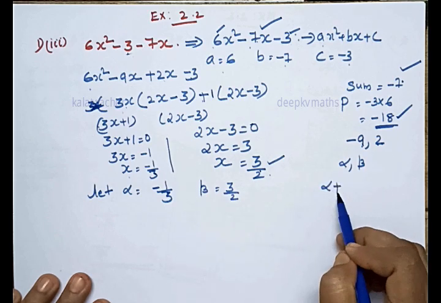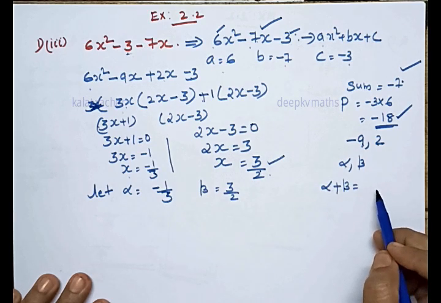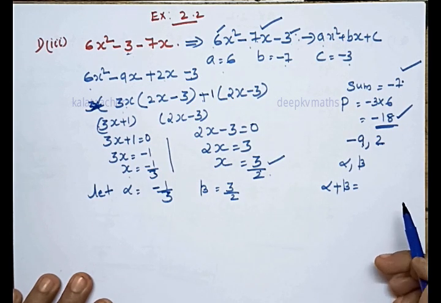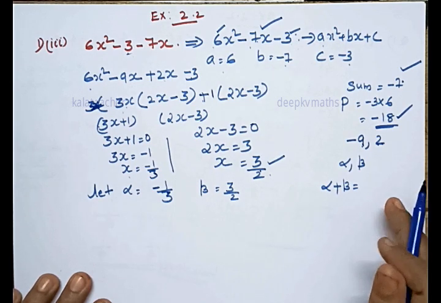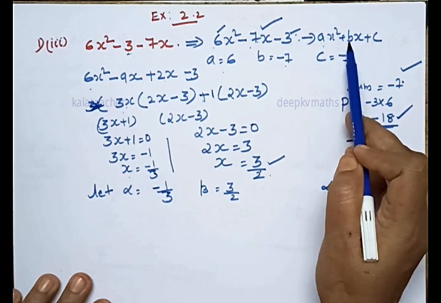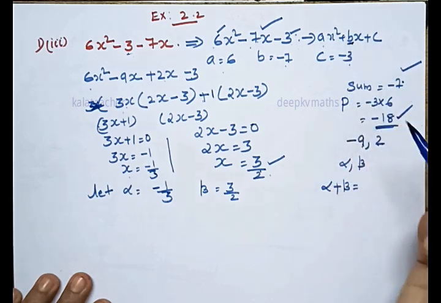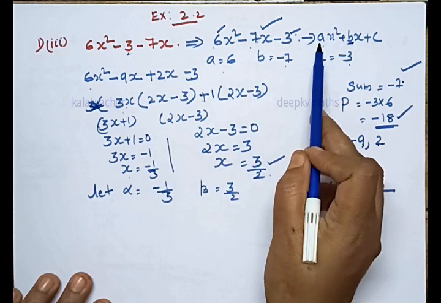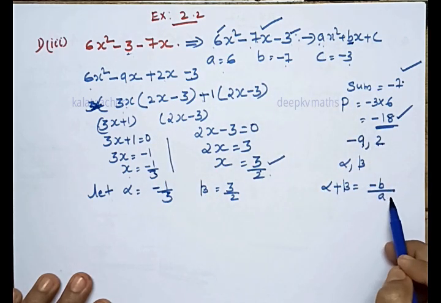The formula is: alpha plus beta is equal to minus of coefficient of x in the term divided by coefficient of x square in the term. So minus of coefficient of x, in the variable we use, is b, and the coefficient of x square is a. That is minus b by a.